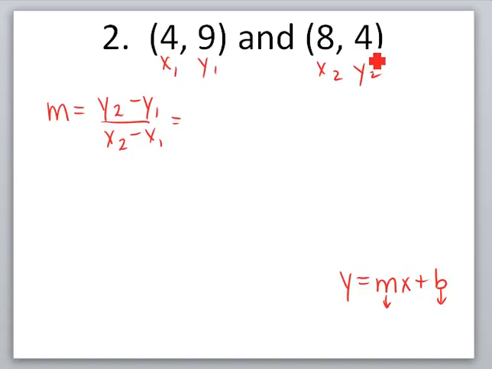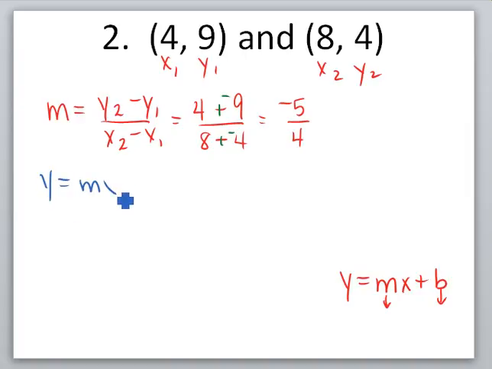Well, y2 I've denoted here as 4 minus my y1 is 9 over my x2 is 8 minus my x1 is 4. I end up getting the answer of, let me show you my sign change here, negative 5 over 4, so I have a negative 5/4 as my slope.